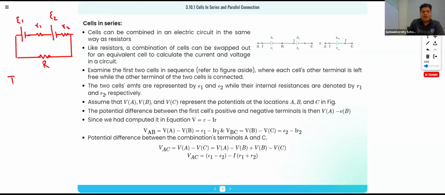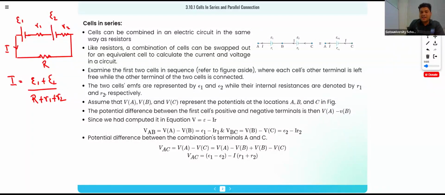What is the formula for current? If you want to find the current, it will be equal to E1 plus E2 over R plus R1 plus R2. From where does this formula come? It comes from E net over R net. You can check it with Kirchhoff's law, but we haven't discussed Kirchhoff's law yet. After this topic, we are going to discuss it.